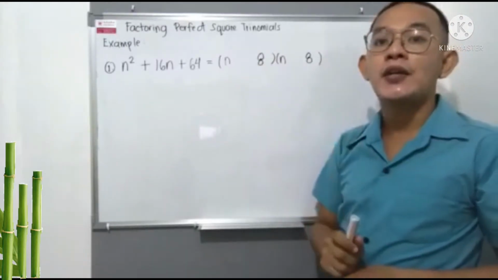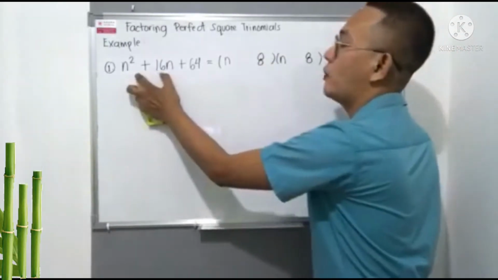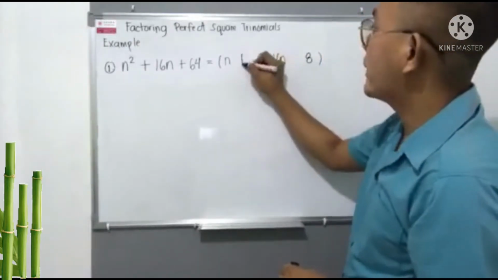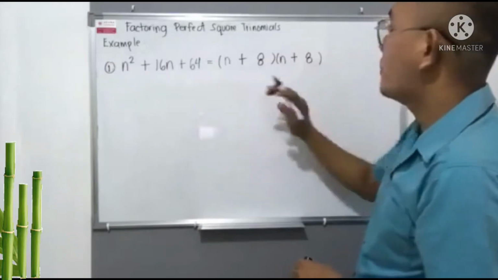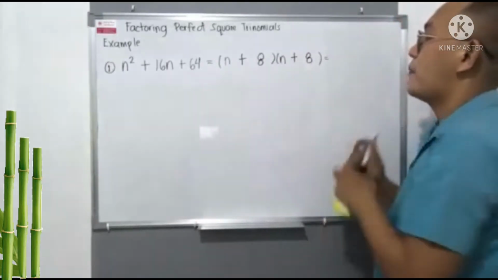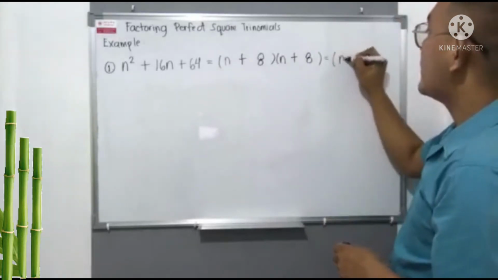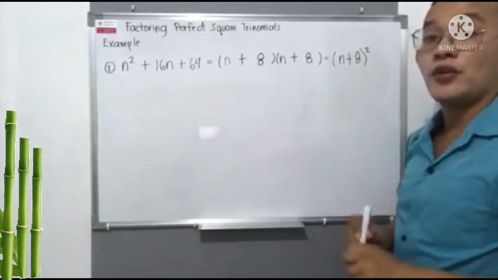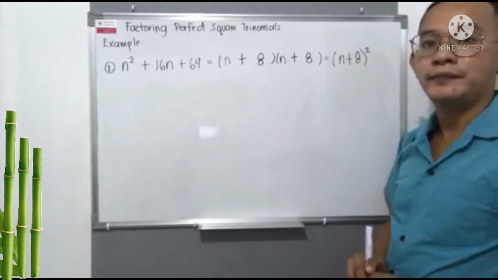Now, what is the sign in our factor? So, magbe-base tayo ng sign dun sa ating middle term na sign. Since ang sign ng middle term natin ay positive, therefore, parehas silang positive. So, bali ang magiging answer natin is n plus 8 times n plus 8, or pwede rin natin sabihin na n plus 8 raised to the second power. So, yan yung ating final answer.